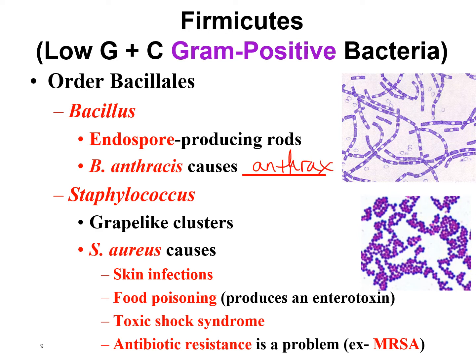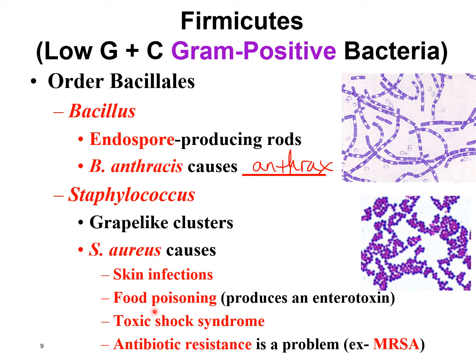And then we have Staphylococcus. So Staphylococcus aureus forms these grape-like clusters over here on the right. And Staphylococcus aureus can cause a number of different types of problems in people depending on where it gets in the body. So if it gets into a wound, it can cause skin infections.